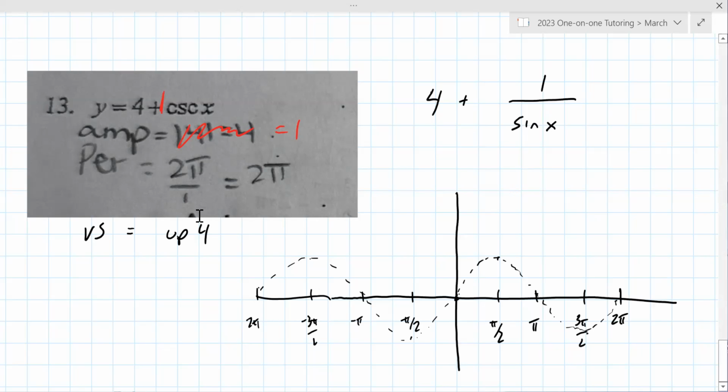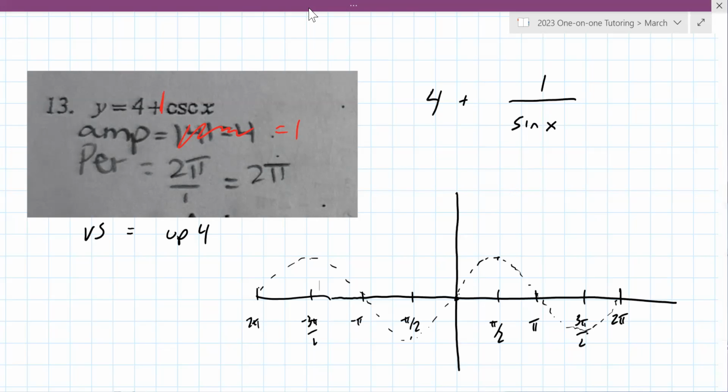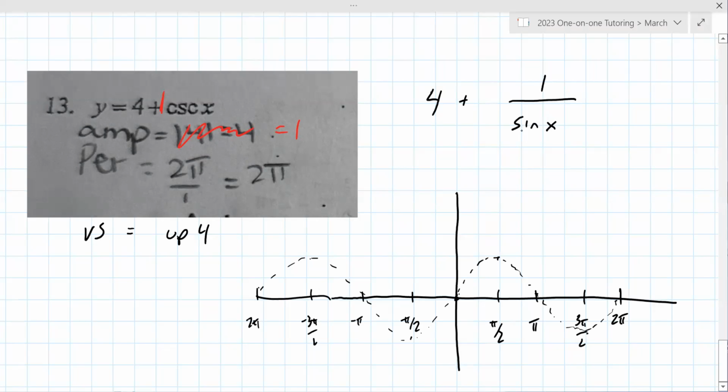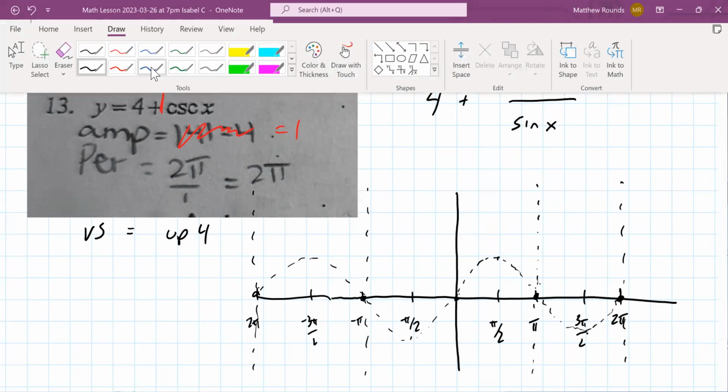The next thing is to identify the vertical asymptotes, because you are not allowed to divide by 0. Sine cannot be 0. So where is sine equal to 0? Well, wherever it crosses the x-axis. So these are vertical asymptotes. And I can see that you've done that on your graph there. Like that. Okay. We'll put this in next here, and I'll do this in a different color.